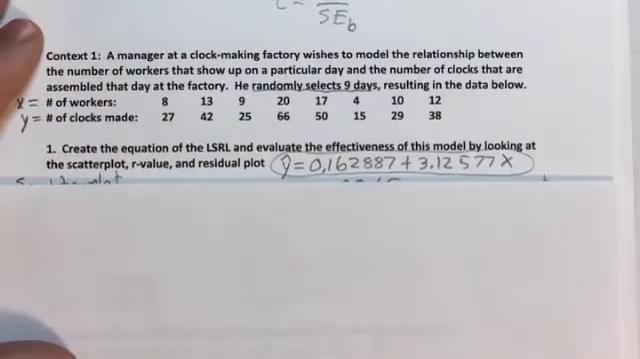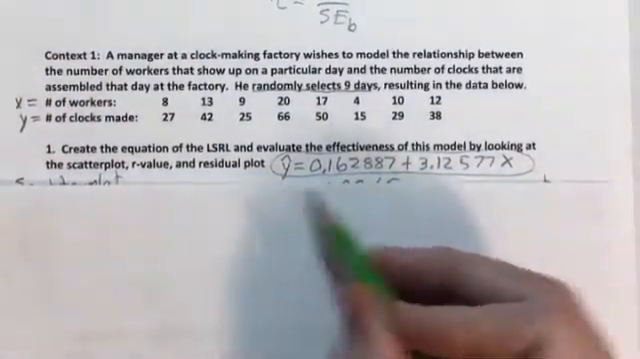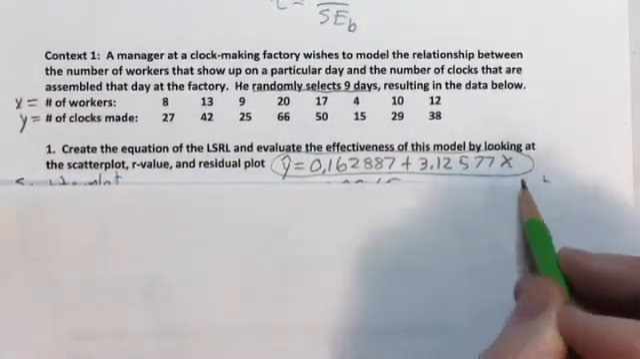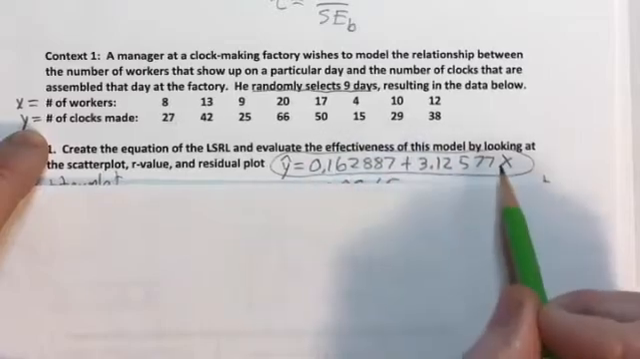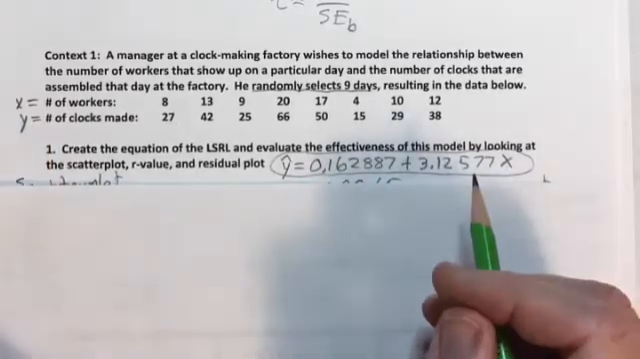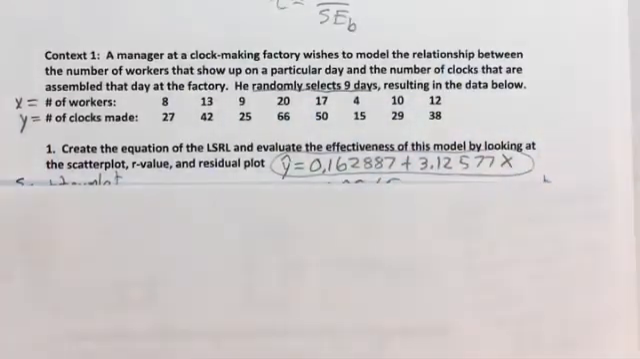Now, it's very important: whenever you write an x and a y, you define what they are, either by writing it out, or notice I put x is equal to that and y is equal to that. So it's clear to the reader that you've defined your x and y. The explanatory is the number of workers, the response is the number of clocks made. So that's how you make the line.